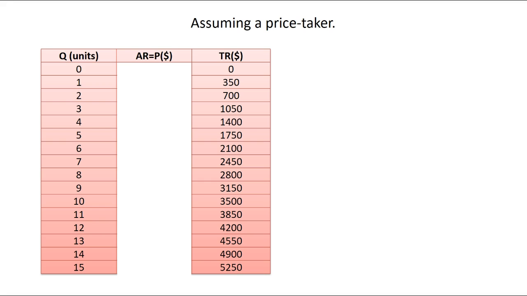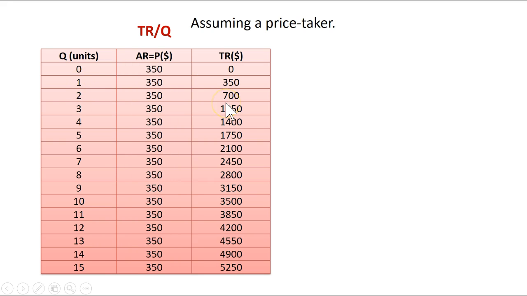Let's assume we're dealing with a price taker now. Our price taker is a firm which simply has to accept whatever the market price is, and it can sell whatever quantity it produces at the market price. Let's say we're given the total revenue data. What would be the revenue per unit, or average revenue, or in other words, the price? Well, total revenue divided by the output gives us the average revenue. So we can easily calculate that. And it turns out that it's $350 at every level of output.